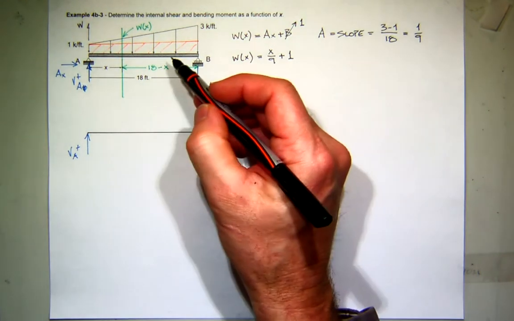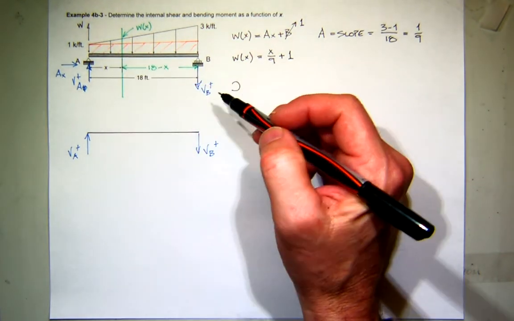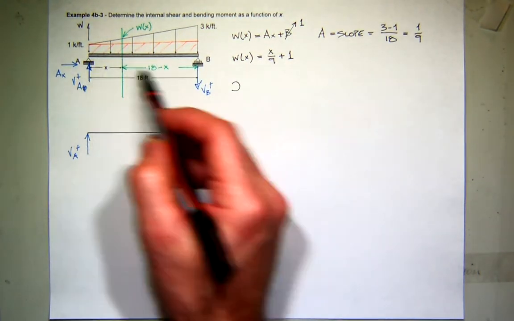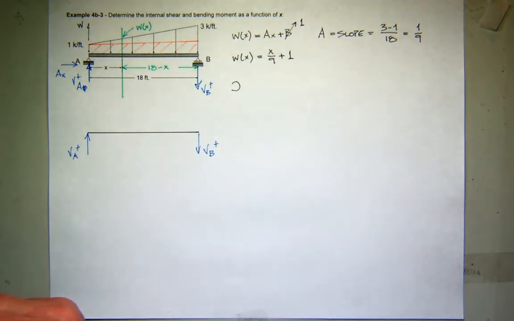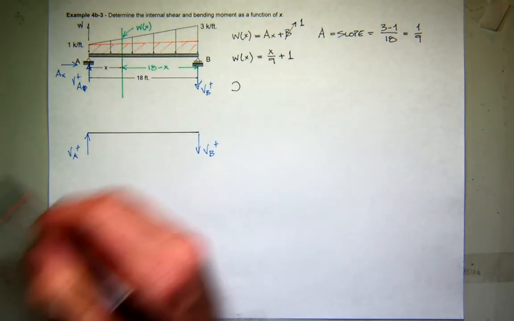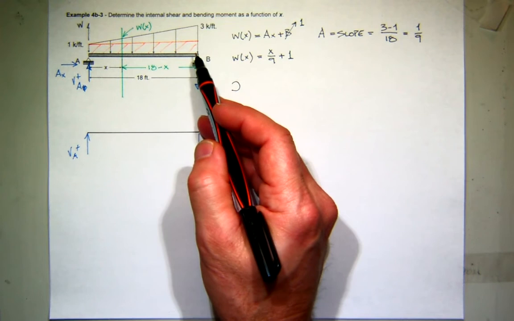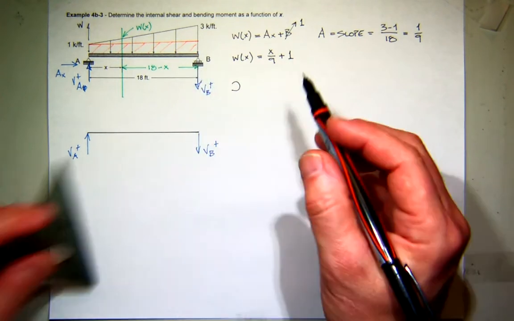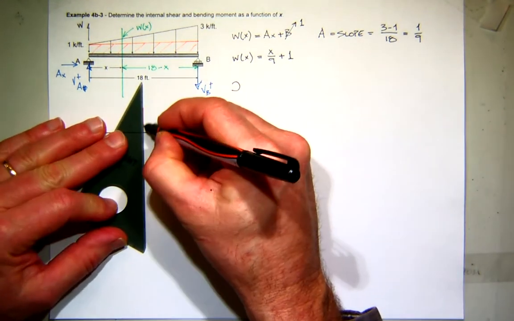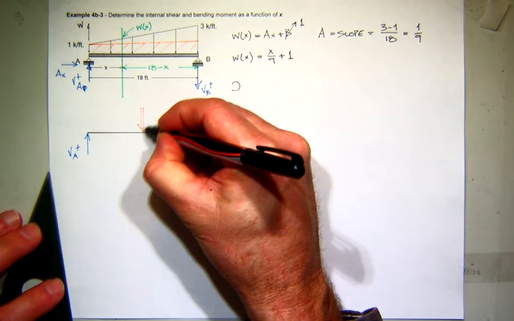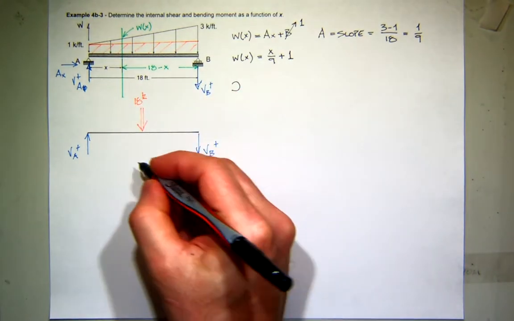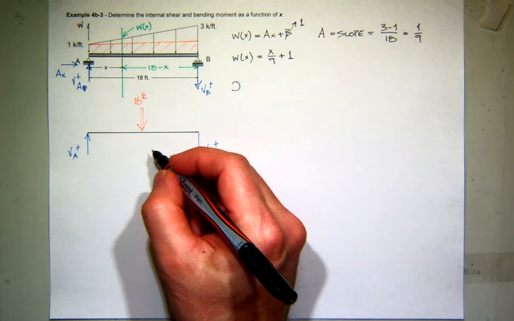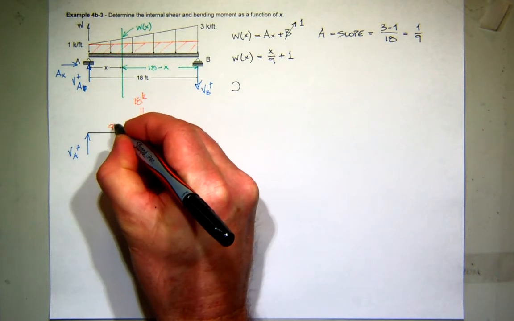So just looking at the rectangular piece, what would be the area of that rectangle? Well, it would be base times height. That's 1 times 18, so that's a force of 18 kips. And where's the centroid of a rectangle? Right in the middle. So the first part will be a concentrated equivalent force of 18 kips, and that's located half the distance. I'll just write that as 9.